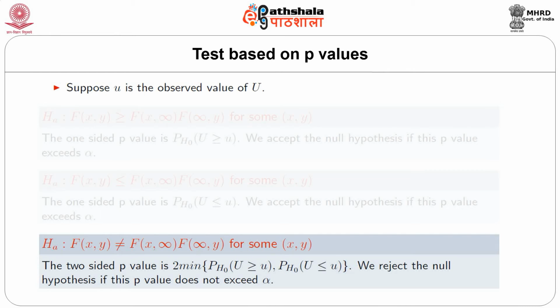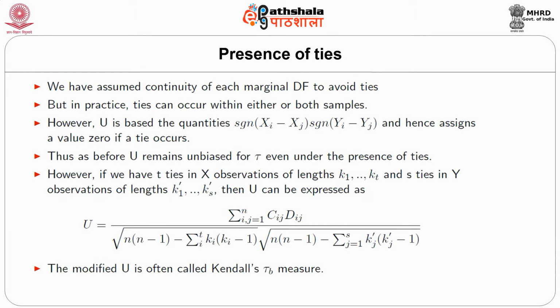Next, we discuss the effect of tied observations on this Kendall's tau. We have assumed continuity of each marginal distribution function to avoid ties, but in practice ties can occur within either or both samples.